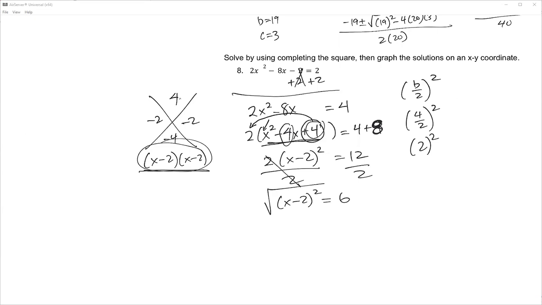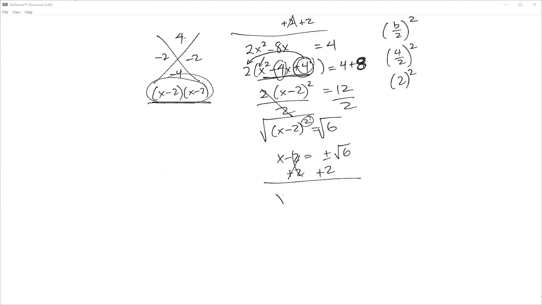Square root both sides here. So x minus 2. If you square root a square, the square goes away, equals plus or minus radical 6. I'm going to add the 2 to both sides to get x by itself. So we have x is equal to 2 plus or minus radical 6. It'll be 2 plus radical 6 and 2 minus radical 6. That's what this means.